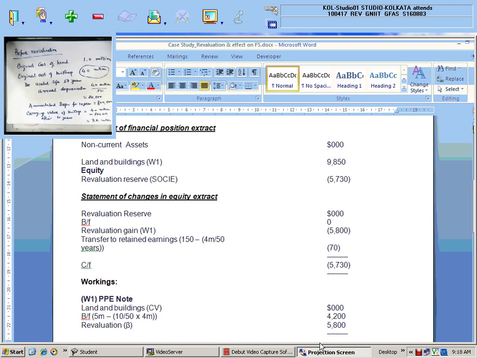Now the excess depreciation on the revalued asset over the earlier depreciation based on the historical cost, that difference will be transferred each year from the revaluation reserve to the retained earnings account. The difference is 150,000 minus 80,000, 70,000. So 70,000 will be transferred from the revaluation reserve of 5.8 million. So the revaluation reserve will become 5.73 million and 70,000 will get transferred to the retained earnings account.